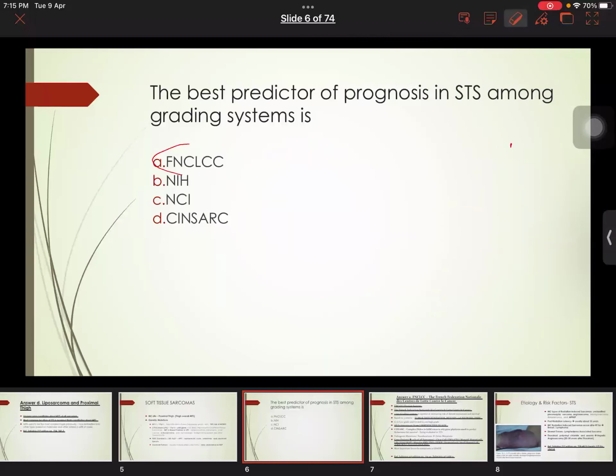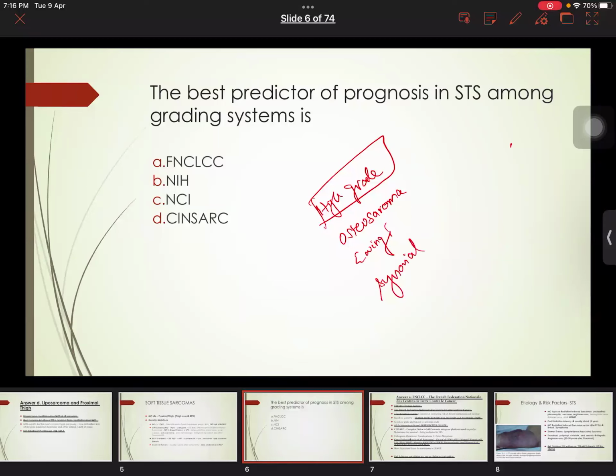Whether it's a liposarcoma or a Ewing sarcoma, based on all these factors itself, some of them will be classified as high grade. So in this, we have the high-grade sarcomas based on differentiation. This one is going to be your osteosarcoma. Then you have your Ewing's sarcoma. Then you have your synovial sarcoma.